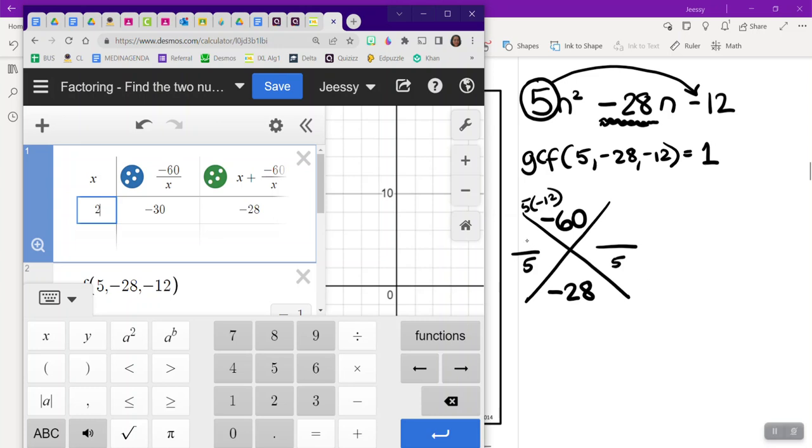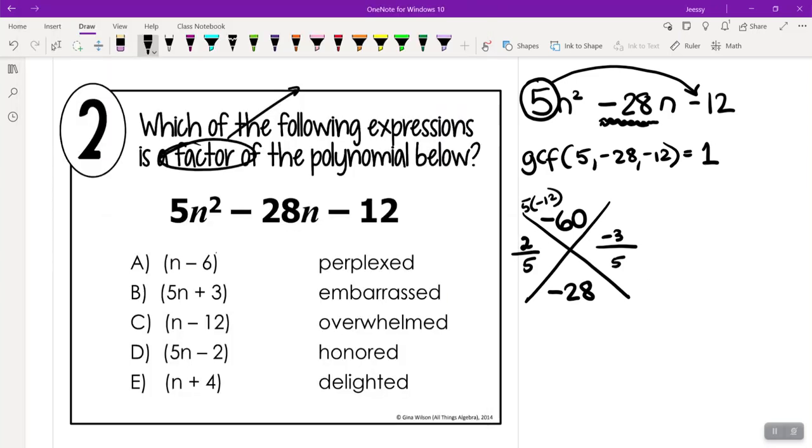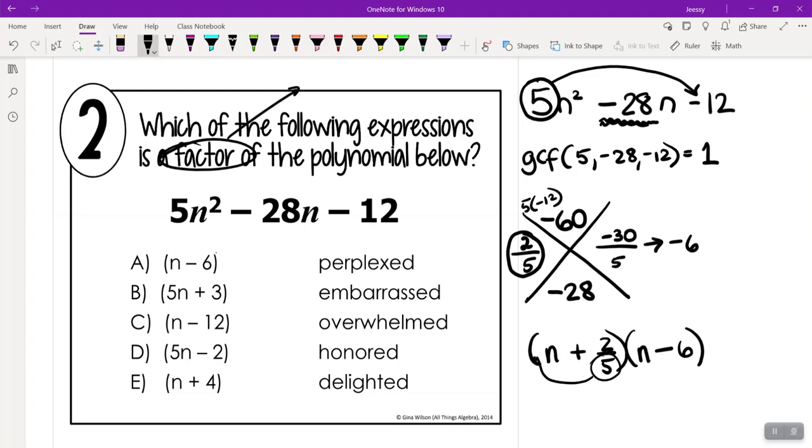So the two numbers are 2 and negative 30. This doesn't reduce, so it's going to become x plus 2 over 5. This one does reduce to negative 6. So this becomes x minus 6. So how do I rewrite this? Ooh, I think I messed up the variables. Instead of x, it should be which variable? N. All right, so the 5 is going to move in the front. We're going to have 5n plus 2, n minus 6.